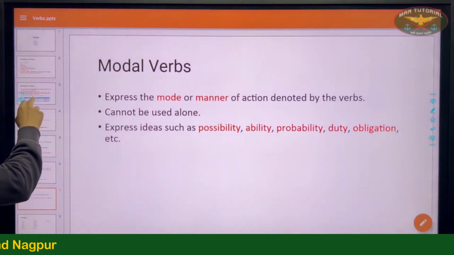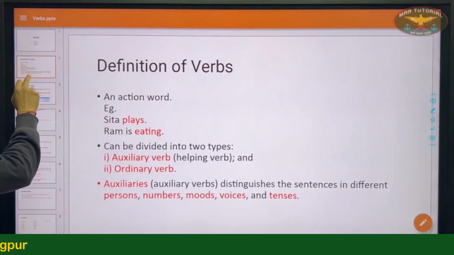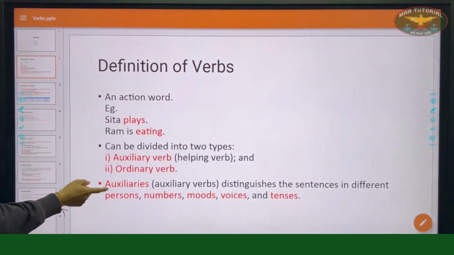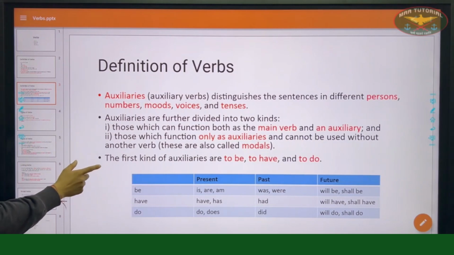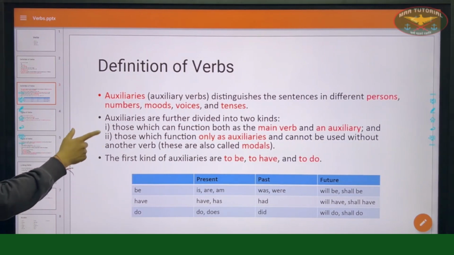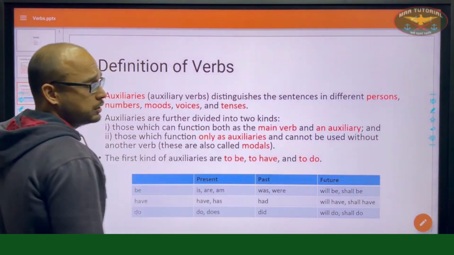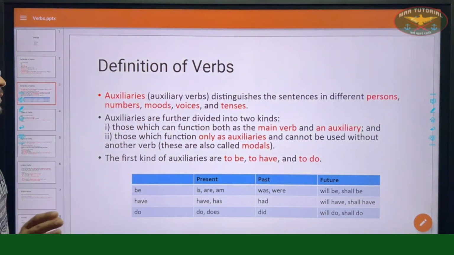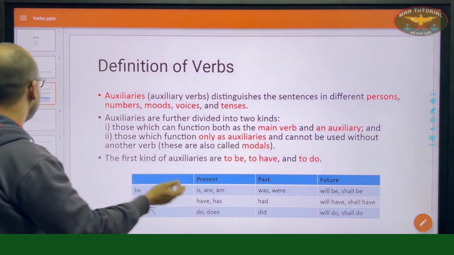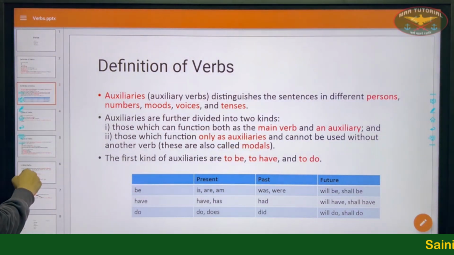I'm sure you remember from this, we just did, that auxiliaries can be divided into two kinds. There are ones that can be used by themselves, which were to be, to have and to do. Then there were ones which cannot be used by themselves and they were called modals. And modals have to be used with other verbs.